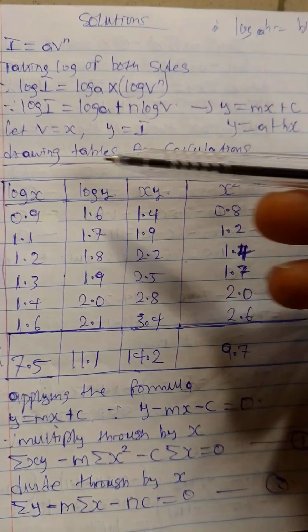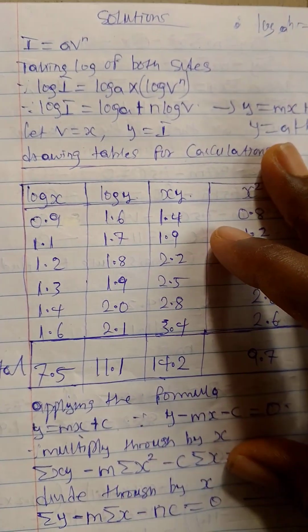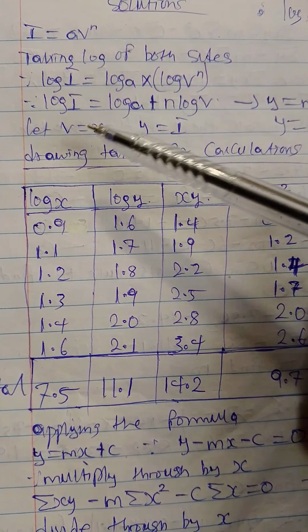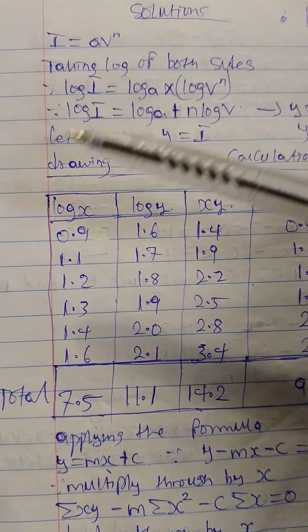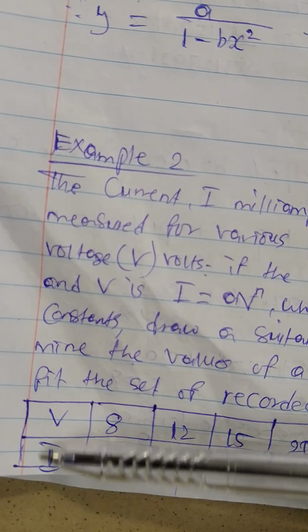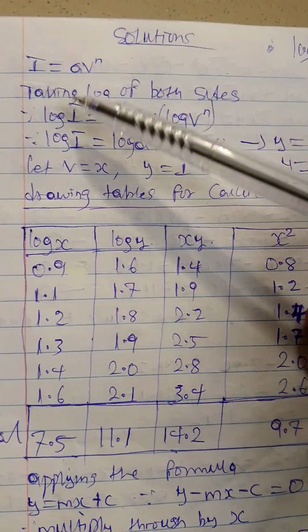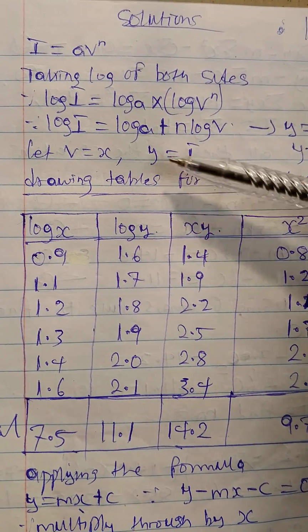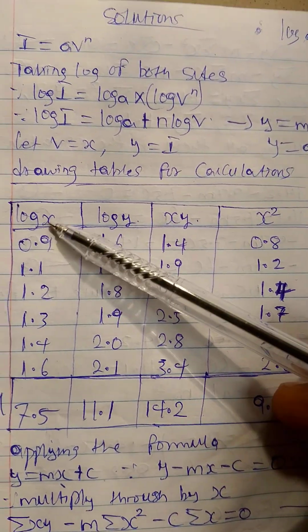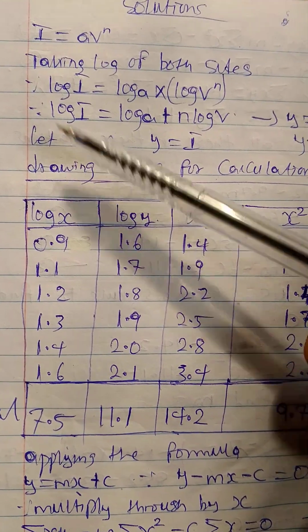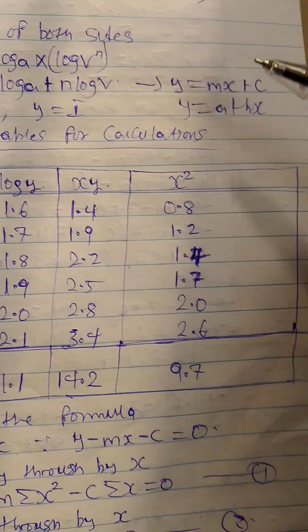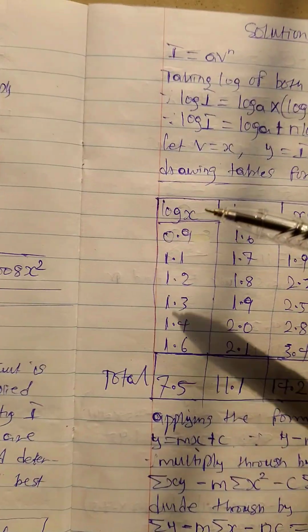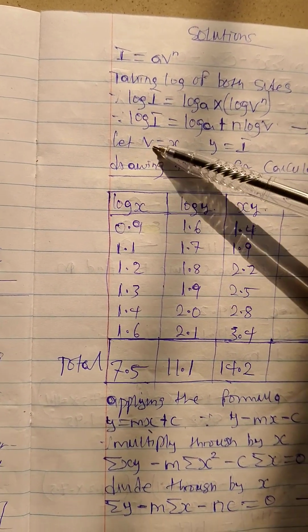Now, therefore, drawing the table for calculations. As usual, let V equal x. This is x and this is y. So let V equal x, and let y equal the current I. So that becomes log I, where V is x, so therefore we have log x. These are the values of V.